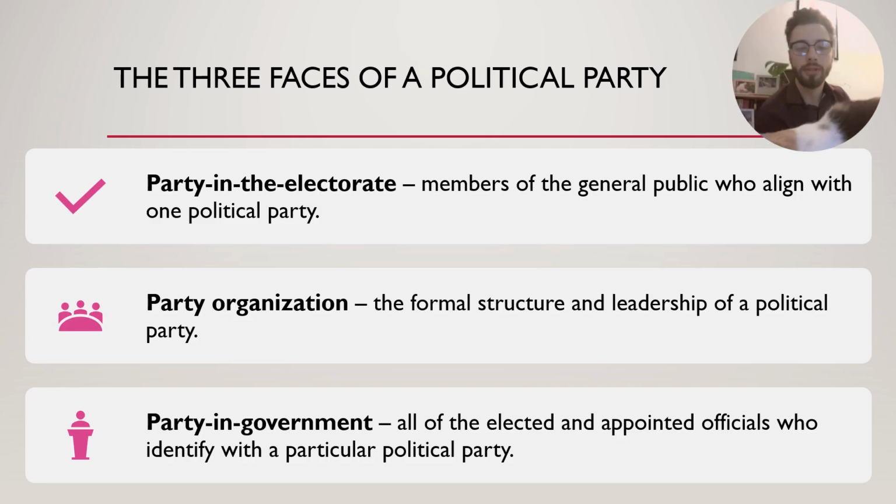So, what are the three faces of the political parties? We have the party in the electorate. These are the members of the general public who align with one political party. Think of it as we are in the electorate. We elect the individuals to govern our country. And then you have the structural representatives, the activists, the party organization.